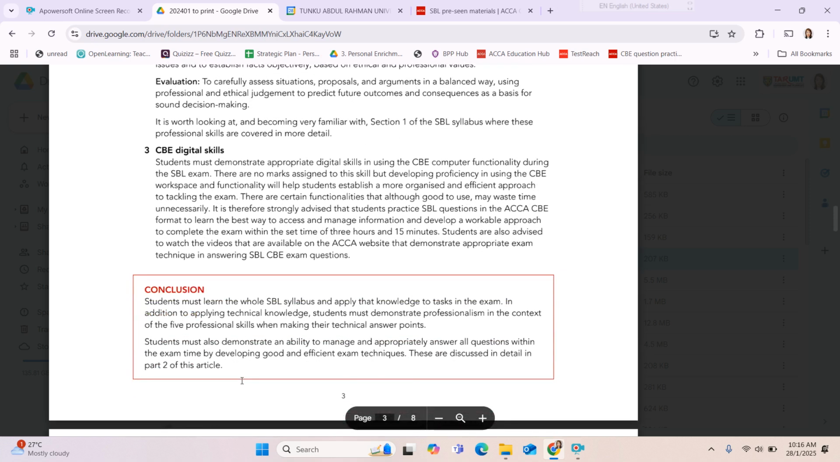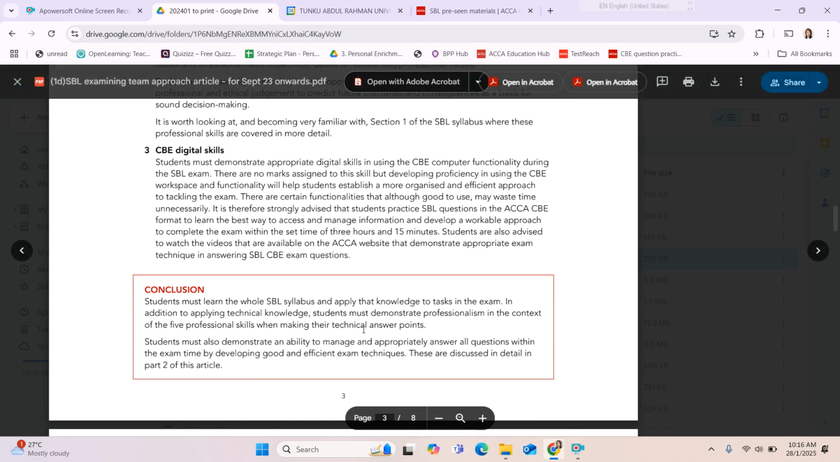Then you also need to learn the digital skills on your CBE, computer-based exam. So you have to try using your practice platform. You cannot touch your CBE the first time when you are having your exam. It is definitely a no, and it is not something that you're supposed to do. Right? So you should always test out your practice platform before your exam and as early as possible to get yourself familiarized.